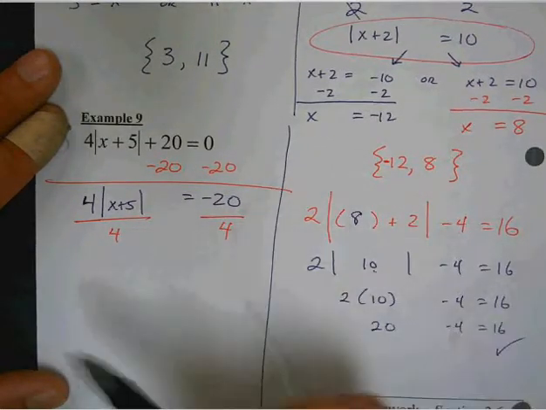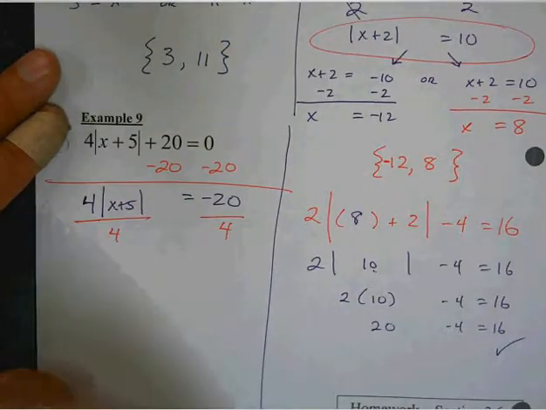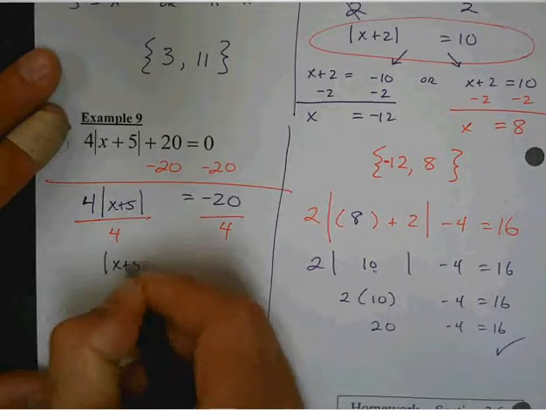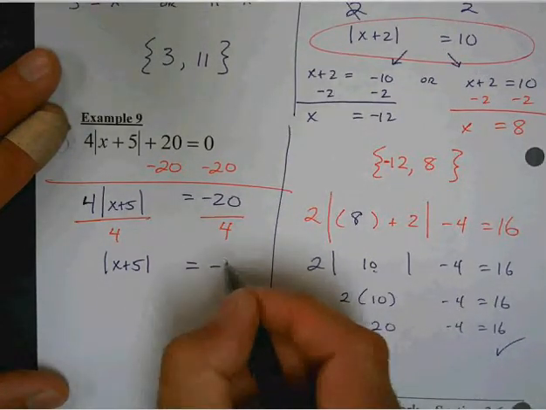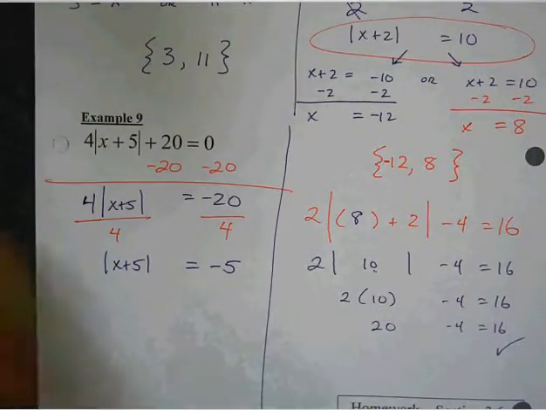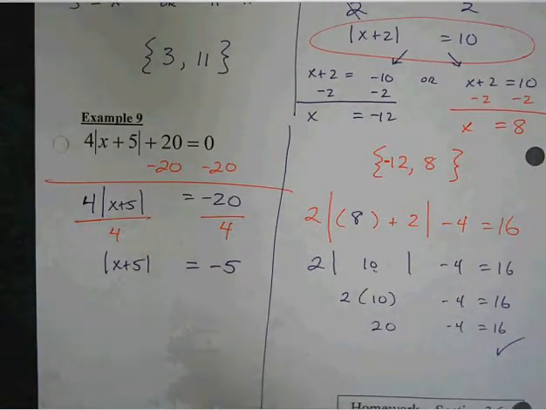What's left on the left side? Absolute value x plus 5. What's left on the right side? Negative 5. Okay, here's my question. How many numbers are negative 5 units away from 0? None. 2. I heard none, I heard 2, both from the same person. None.